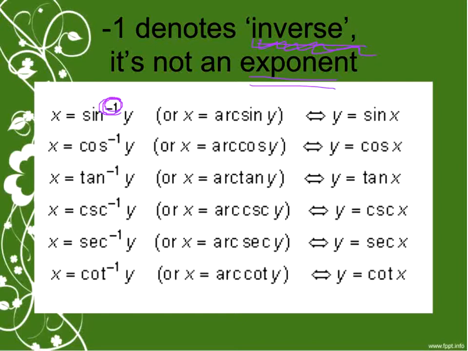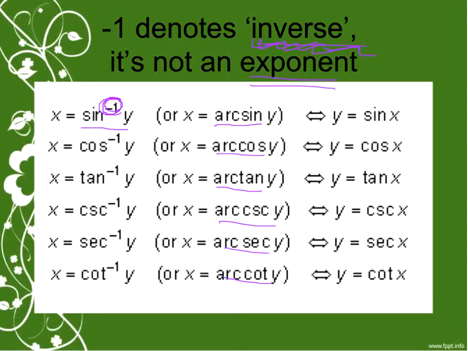The other way that they could say inverse is they can say, instead of sine to the -1, they can say arc sine, arc cosine, arc tangent, arc cosecant. You guys get the idea. So there's two ways to denote that it's an inverse. Either it's going to be to the -1 power, or you're going to say arc sine.